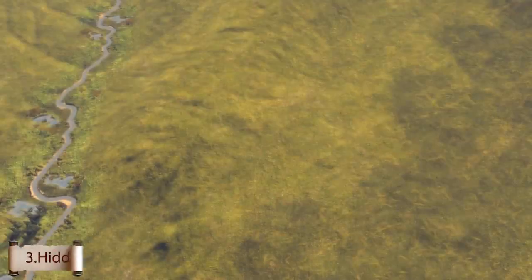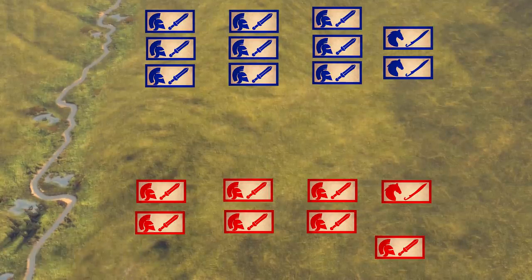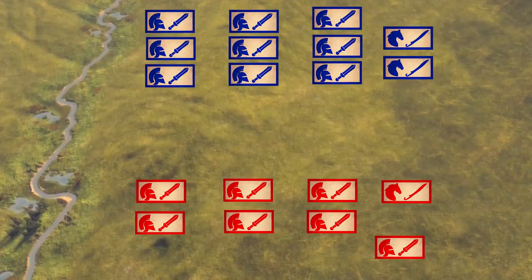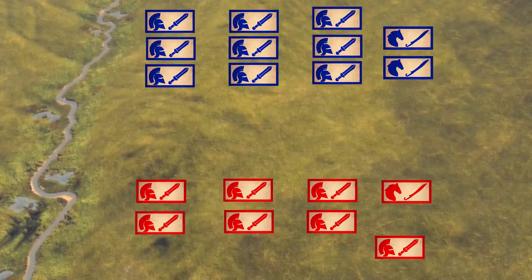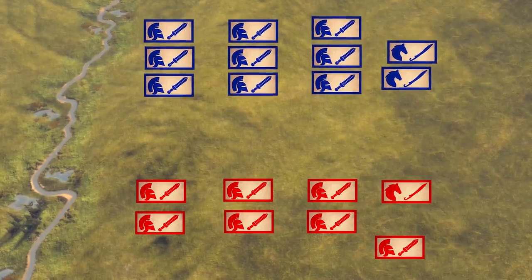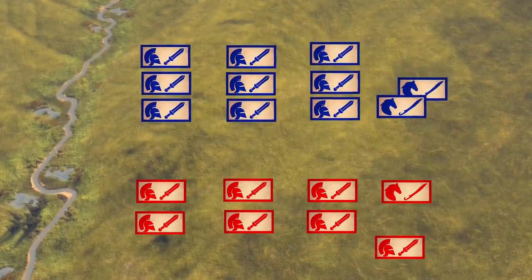Hidden flank is another variant of the Oblique Order, but it doesn't demand the concentration of all forces in one place, and also doesn't weaken other parts of the formation as much, so they do not have to retreat. Caesar used this tactic during the Battle of Pharsalus against the Senate and Pompey.